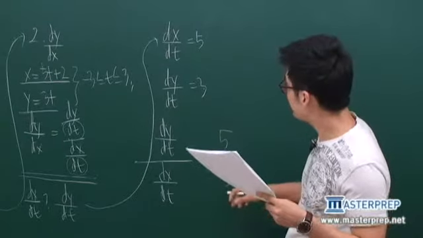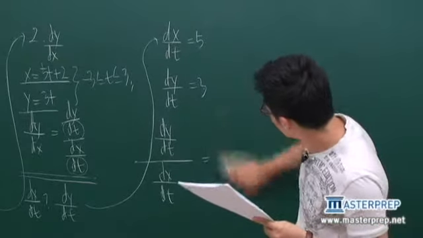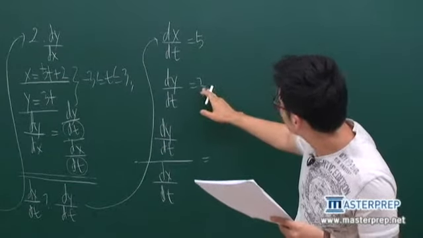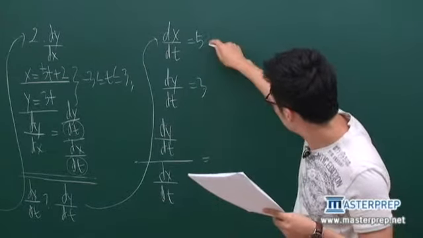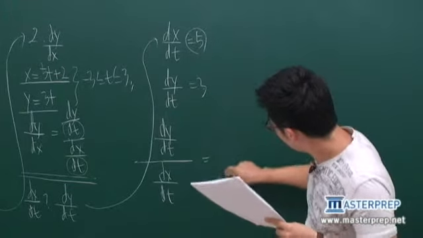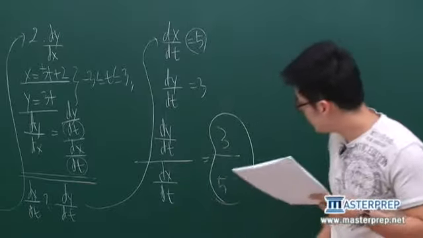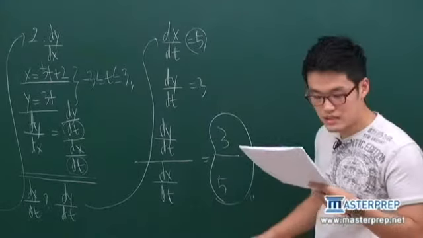Well, it's not 5 over 3. Let's see. Where am I wrong? So dx over 5, dx is 5 over 3. So 3 over 5 should be your answer, and that's number 8, right?